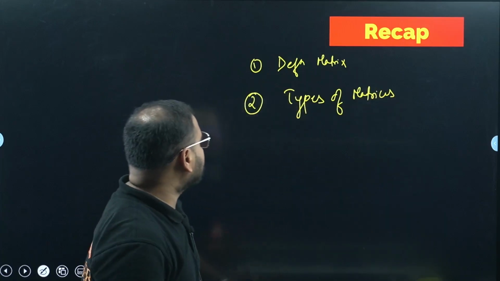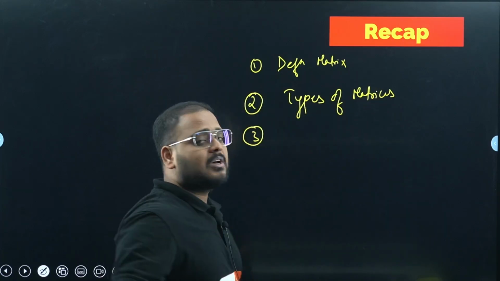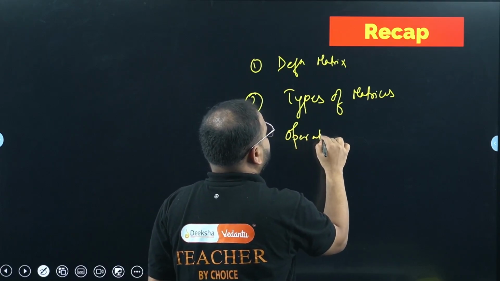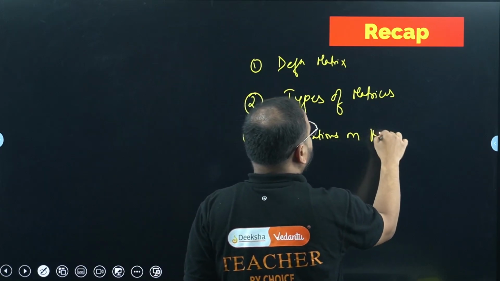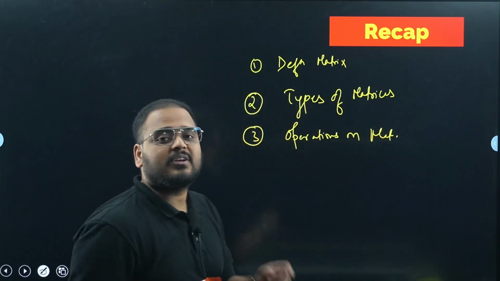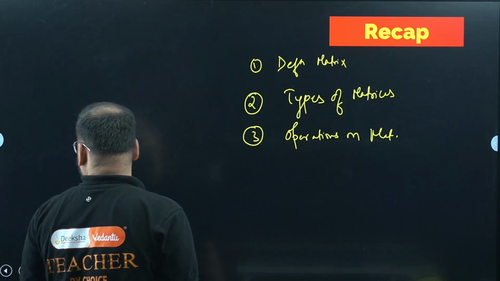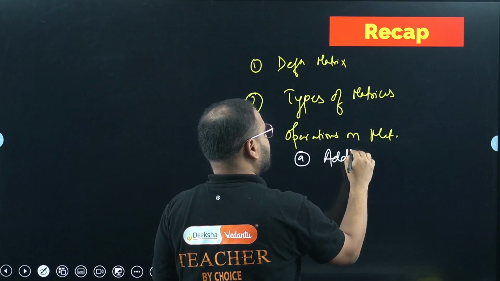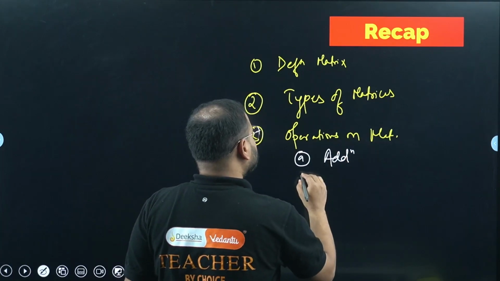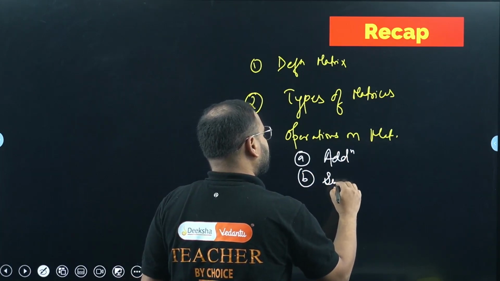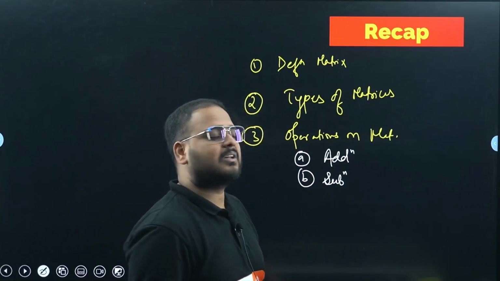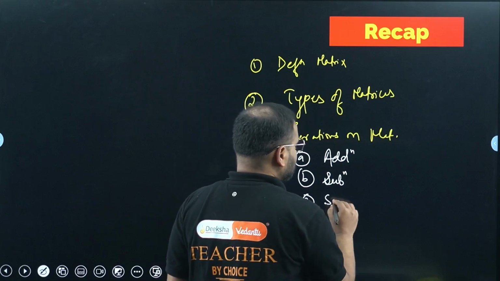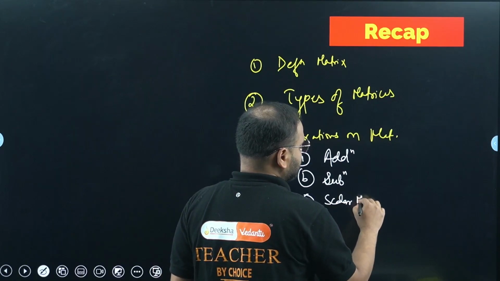Then in the previous session, we learned operations on matrices. We learned three such operations. The first was addition, the second was subtraction, and the third was multiplication, but of what kind? Scalar multiplication.